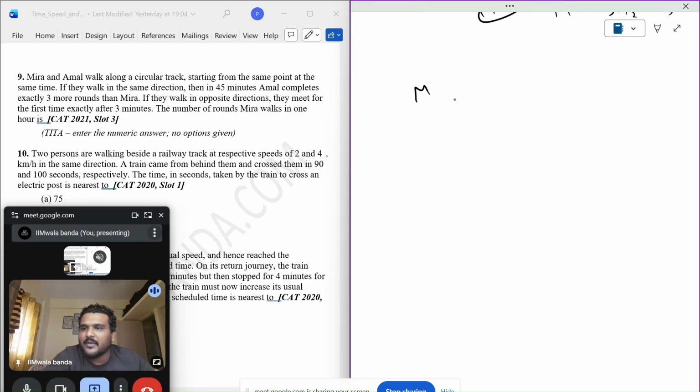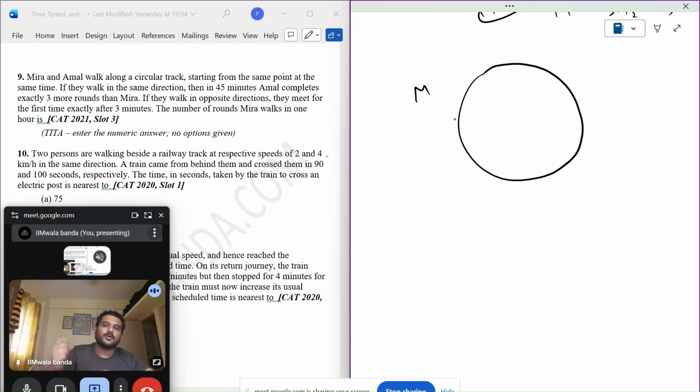M and A, there again a circular track. I have a video entirely on circular motion, which is much more in detail. I always recommend you to go to that video. But in case you have not done it, in an exam you realize that this is your weaker topic, still don't leave the question. Let's try to solve it in whatever way we can.